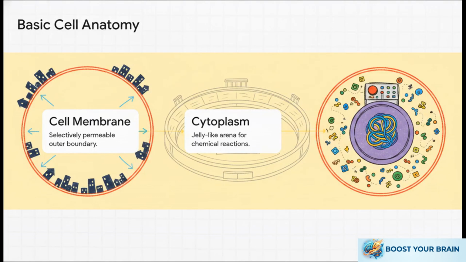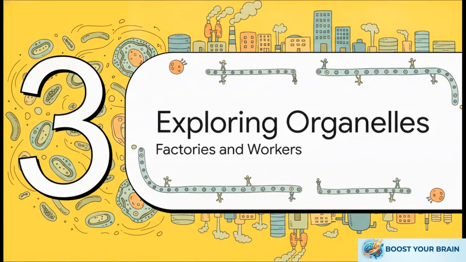And finally, step 3, right in the middle, we have the nucleus. This is the ultimate control center. It regulates all cellular activities and houses the vital genetic material that gets passed on. Which brings us to Section 3, Exploring Cell Organelles.